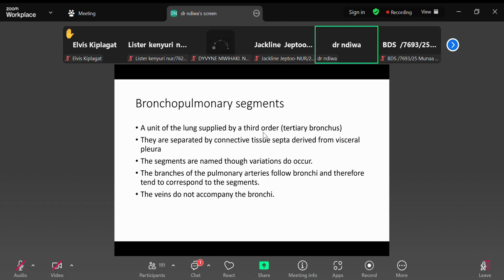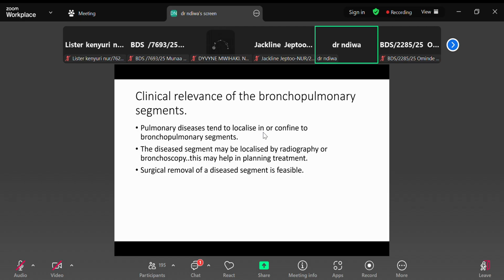The branches of the pulmonary arteries, this is very important, follow the bronchi and therefore tend to correspond to the segment, while the veins do not accompany the bronchi. What is the importance of us knowing the bronchopulmonary segments? One, pulmonary diseases tend to localize in or be confined to bronchopulmonary segments.